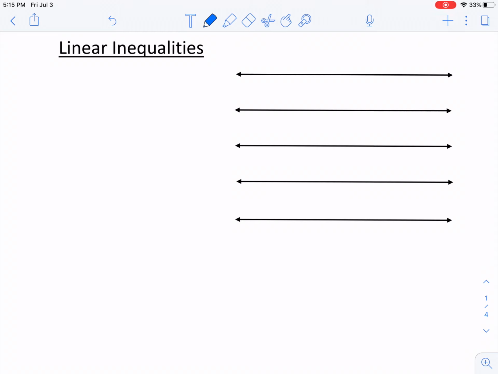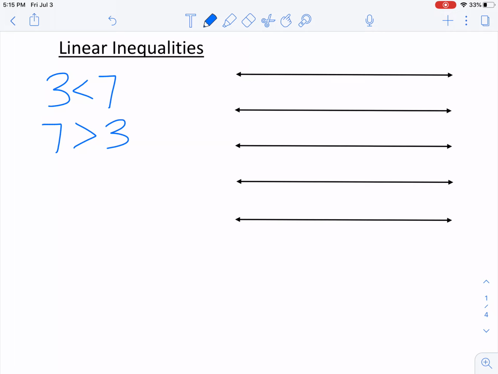When reviewing linear inequalities, we want to start by reviewing some of the symbols. So I can say that 3 is less than 7 because the mouth opens towards the larger number. And I can say 7 is larger than 3. Again, the mouth opens towards the larger number.